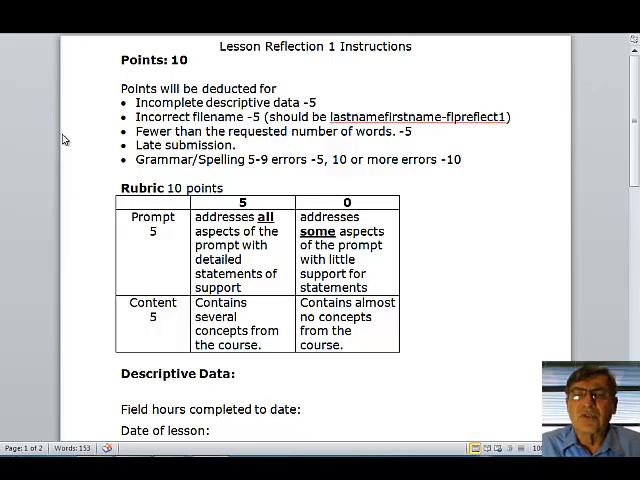As far as the rubric goes, answering the prompt completely and staying on prompt addresses all aspects of the prompt with detailed statements of support. No points if it only addresses some aspects of the prompt with little support for statements.